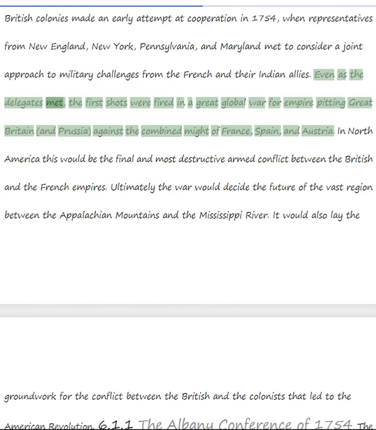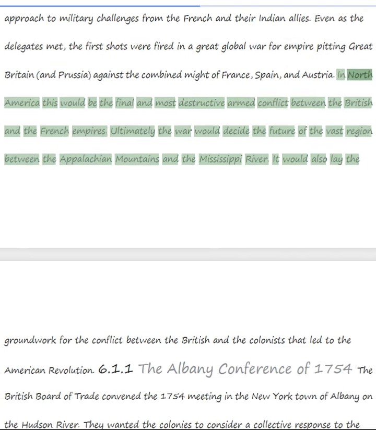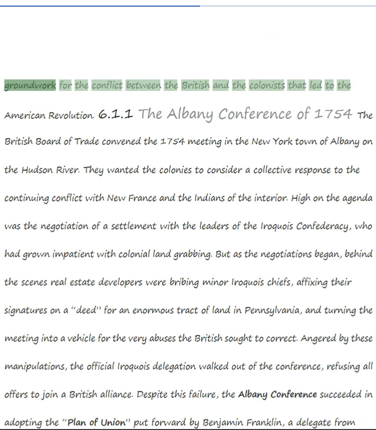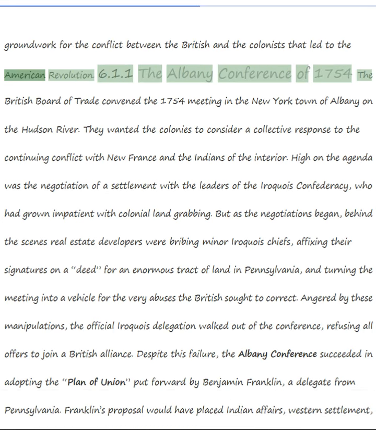Even as the delegates met, the first shots were fired in a great global war for empire pitting Great Britain against the combined might of France, Spain, and Austria. In North America, this would be the final and most destructive armed conflict between the British and the French empires. Ultimately, the war would decide the future of the vast region between the Appalachian Mountains and the Mississippi River. It would also lay the groundwork for the conflict between the British and the colonists that led to the American Revolution.